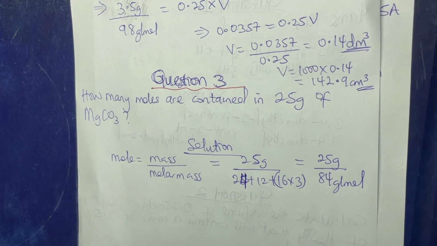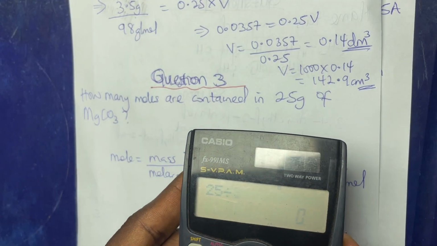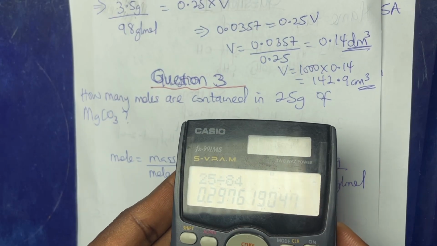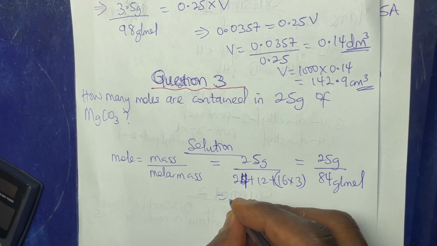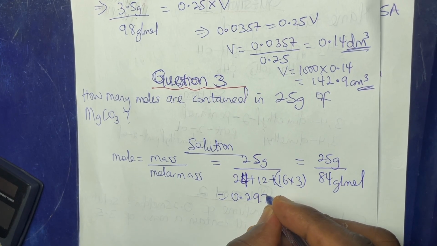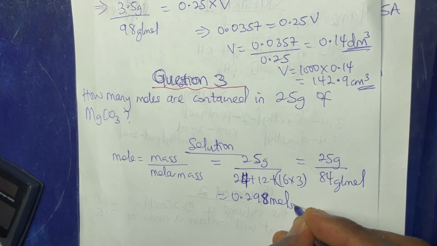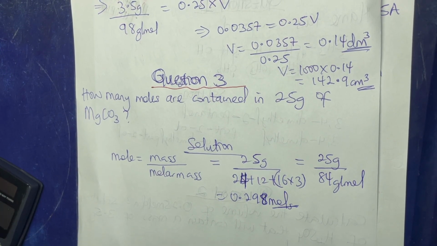So having this, you now say 25 divided by 84, and that is giving us 0.2976. So that will be approximately 0.298 mole. So that is the answer to that one.